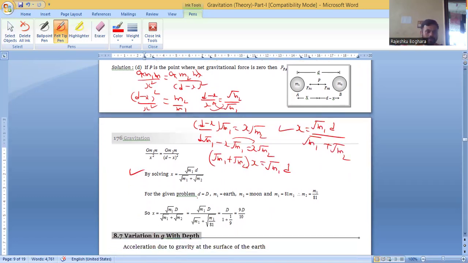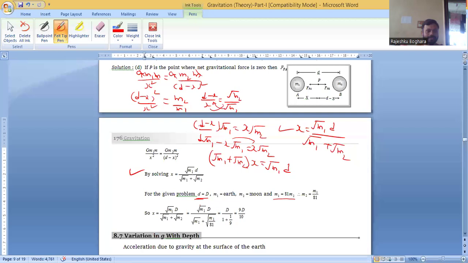For the given problem, small d is equal to capital D. M1 is the earth, M2 is the moon. M1 is equal to 81 times M2, then M2 is equal to M1 by 81.